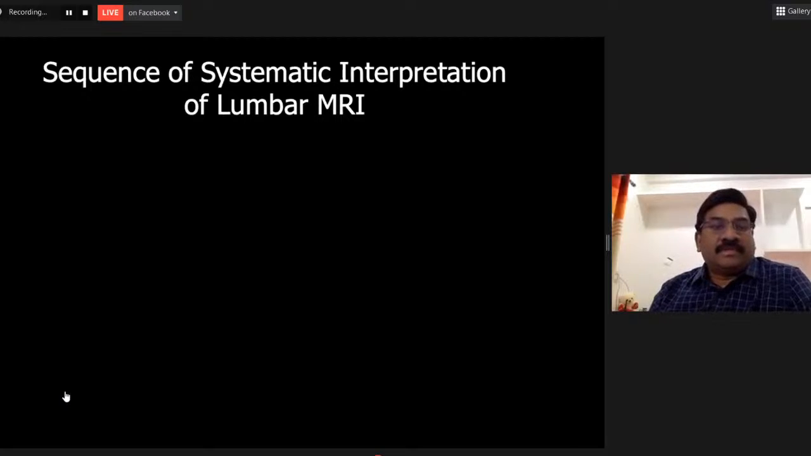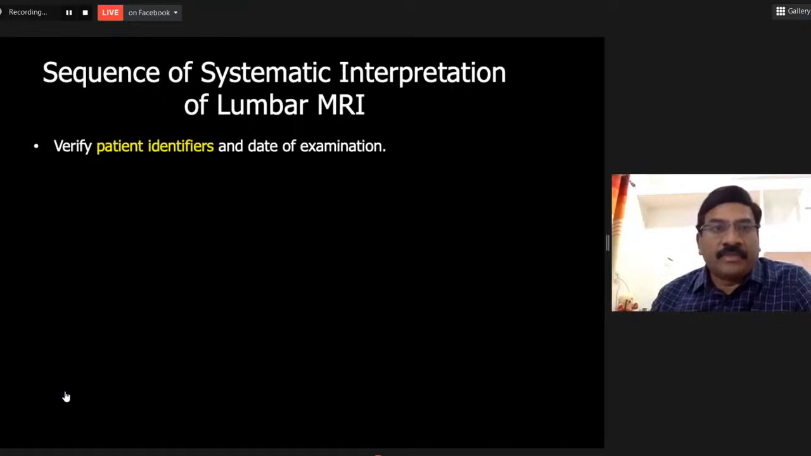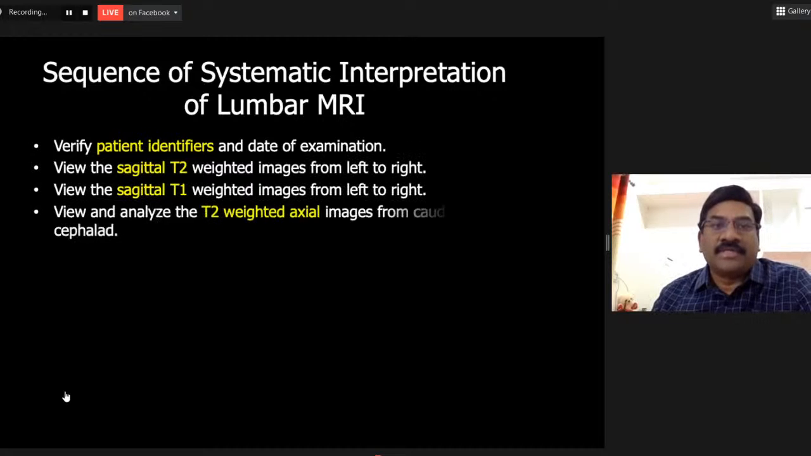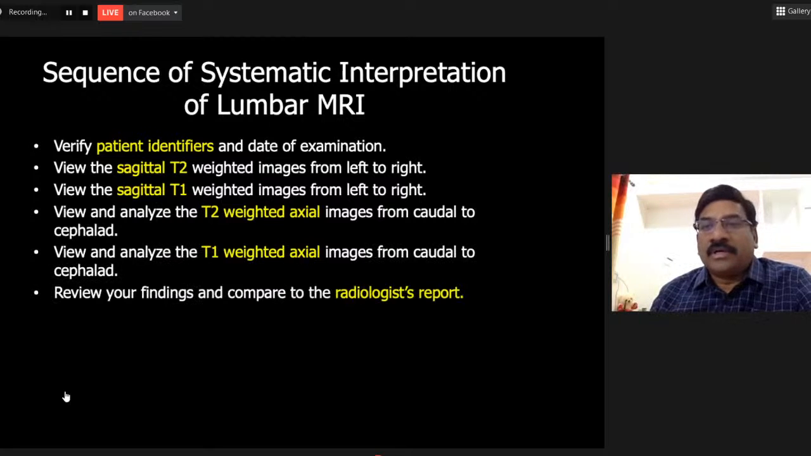For sequence or systematic interpretation, the first thing is to identify the timing of the MRI done, because many times patients come with different MRIs, maybe a 6 month prior MRI, a 1 year prior MRI, and the most recent one. Pathologies are dynamic and can keep on changing. After the timing and the patient identification, you first look at the T2 sagittals and then T1 sagittals, and T2 axials and T1 axials. And once you have come to a fair conclusion, then read the radiologist report.